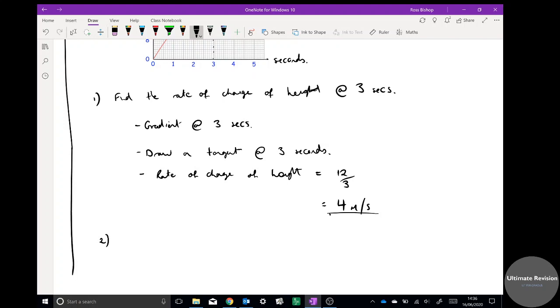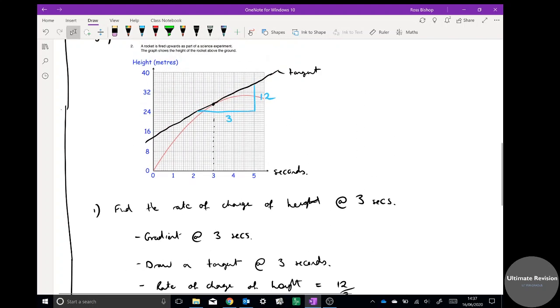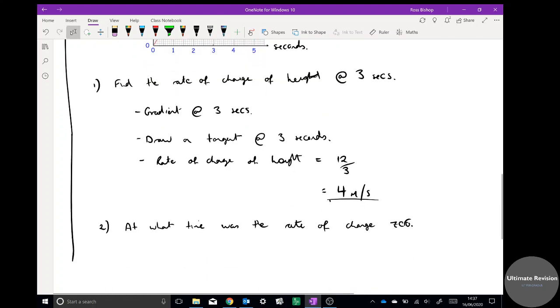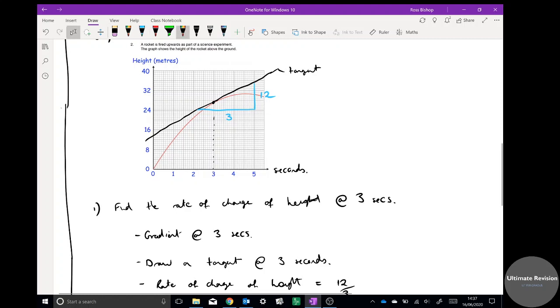Right, okay, question 2. At what time was the rate of change 0? You might see a few questions like this in the homework. So have a look here. At what time is the rate of change 0? This is when the gradient equals 0, and the gradient equals 0 when it's a flat line.